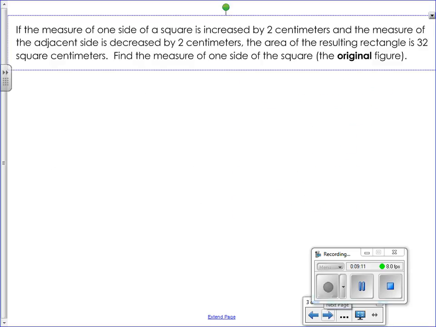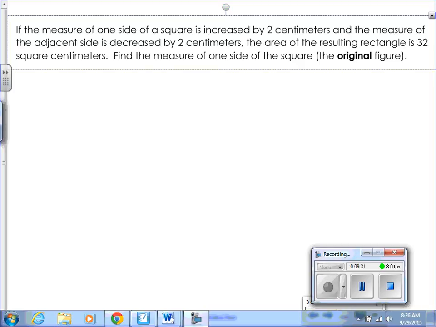If the measure of one side of a square is increased by 2 centimeters, and the measure of the adjacent side is decreased by 2 centimeters, the area of the resulting rectangle is 32 square centimeters. Find the measure of one side of the square, the original figure.